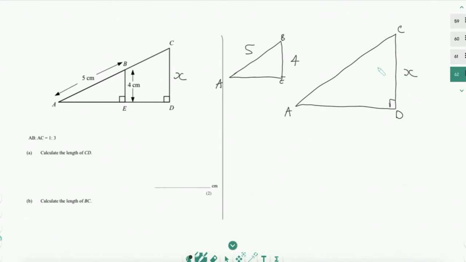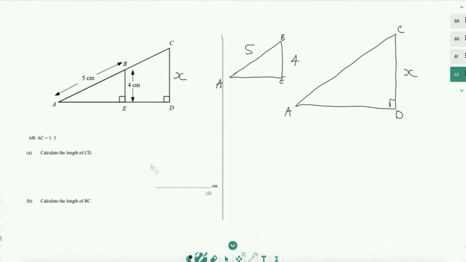So what we could do is first look for a scale factor. The issue is, how do we find our scale factor? Because we need to find our scale factor so we can see what we have to multiply 4 by to make X. But unfortunately, we don't have any other corresponding sides. We know this is 5, but we don't have this side. And we don't have either of these two bottom sides. So what we can do to help is look at our ratio. The ratio of AB to AC is 1 to 3.